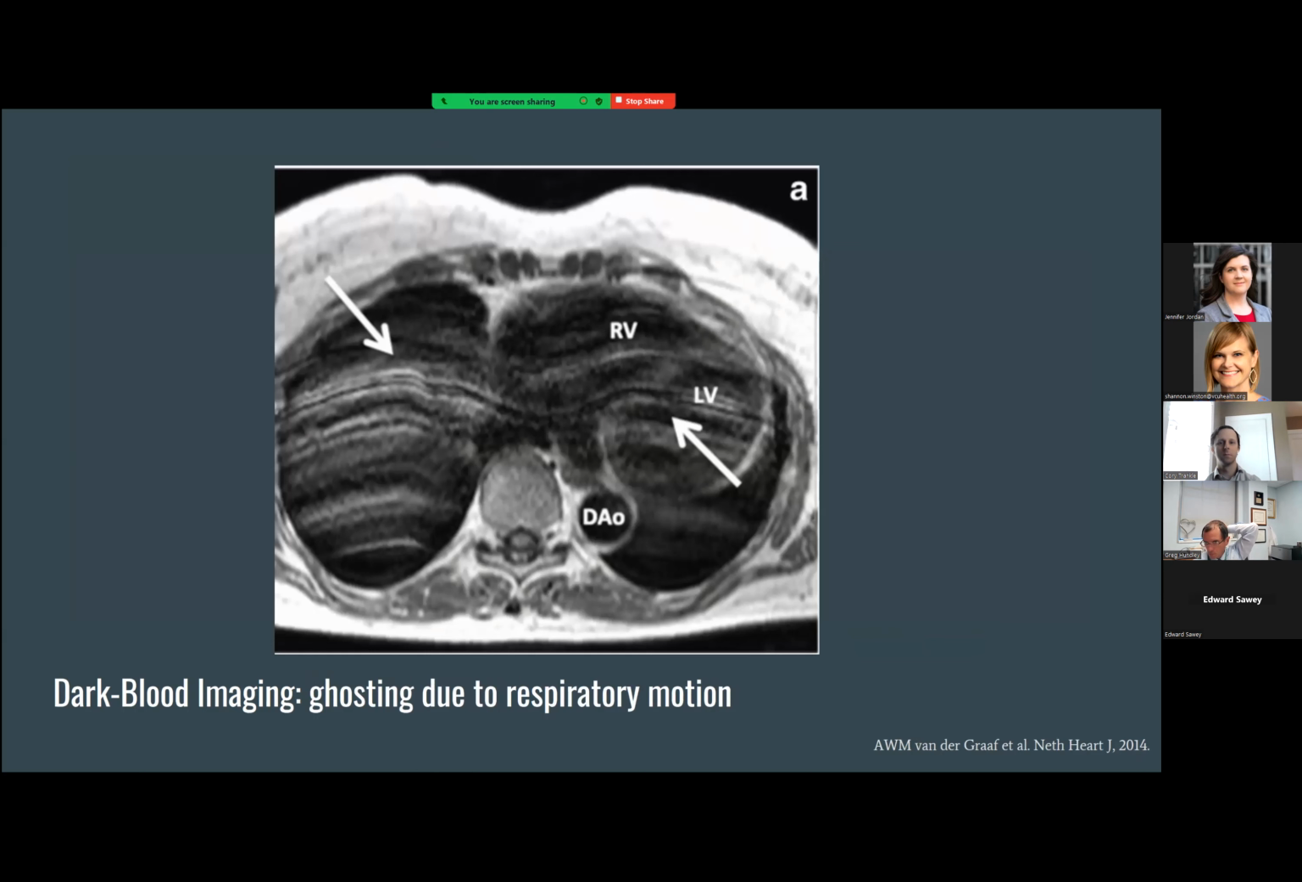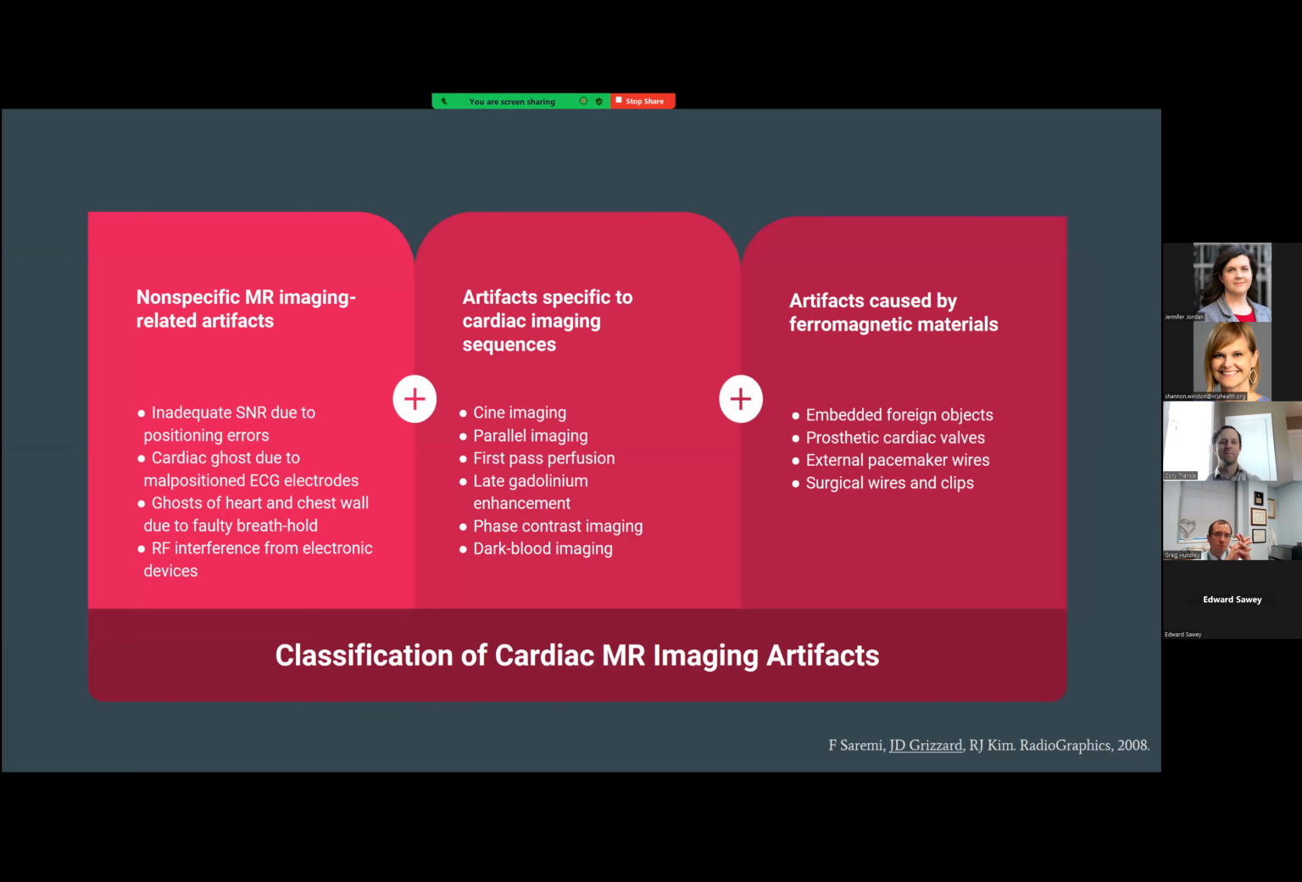This is an example of just what ghosting looks like, similar to our LGE image. If we've got ghosting in our dark blood imaging, you'll see it kind of reverberating from the chest wall down. And this is an example of a turbo spin echo T1 weighted sequence. And in the next scan, you would want to make sure that you have the patient hold their breath a little bit better. So those are our major cardiac imaging artifacts. There's certainly more, but those are the most frequent ones that I wanted to touch base on.